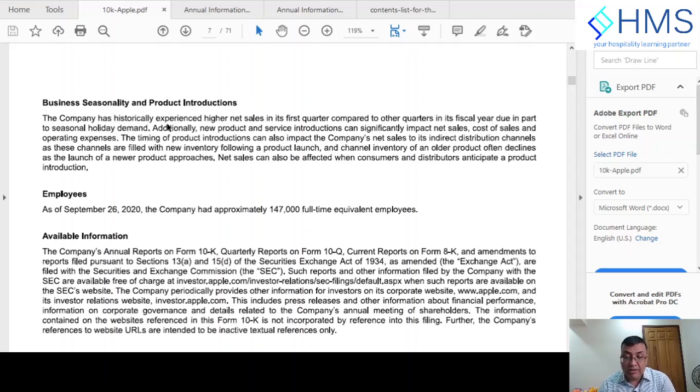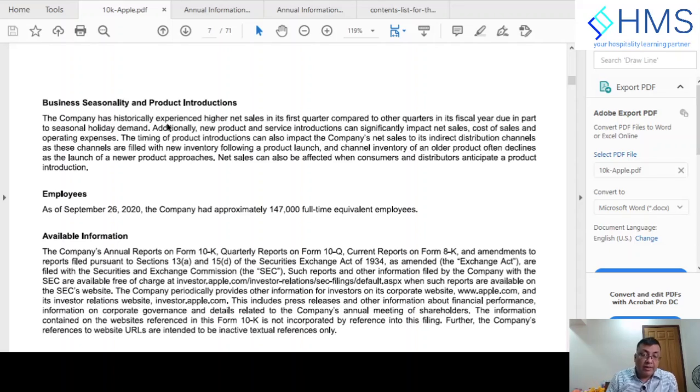Additionally, new products and services can significantly impact the net sales, cost of sales, and operating expenses. The timing of product introductions can also impact the company's net sales and its indirect distribution channels, and these channels are filled with new inventory following the product launch. Channel inventory of the older product often declines as the new product launches. Net sales can also be affected when consumers and distributors anticipate a product introduction.